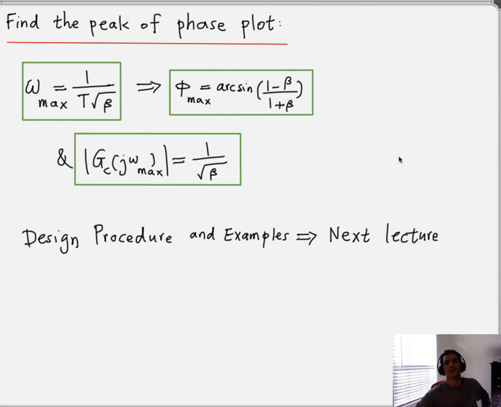So now we're going to take some of these calculations and equations and use them to come up with a design procedure. In the next lecture, I'm going to discuss this design procedure for lead compensation. I'm also going to give you a couple of examples. So these are going to come up in the next lecture.